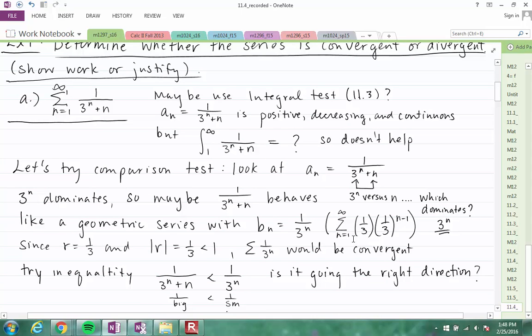So it's geometric. Just to convince you, we could write it in the form that is on your formula sheet or in the definition.